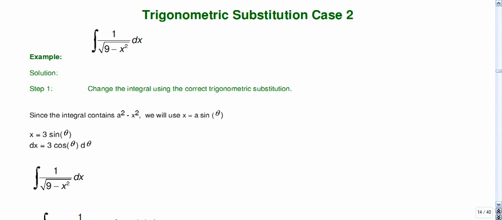So the first thing we're going to do is change the integral, again using the correct trigonometric substitution. In this case, the integral contains a squared minus x squared. And again, if you can't see that, remember 9 is 3 squared, so we actually have 3 squared minus x squared. So our a is 3. So we're going to use x equals a sine theta. So if I do that, x would then be 3 sine theta, and when I take the derivative, I get 3 cosine theta d theta.